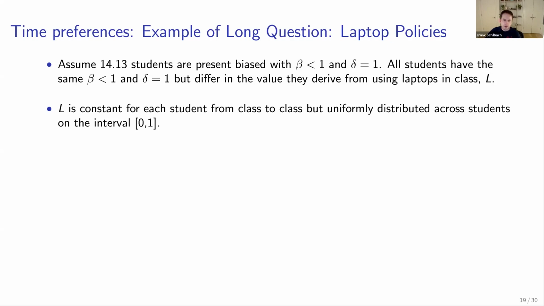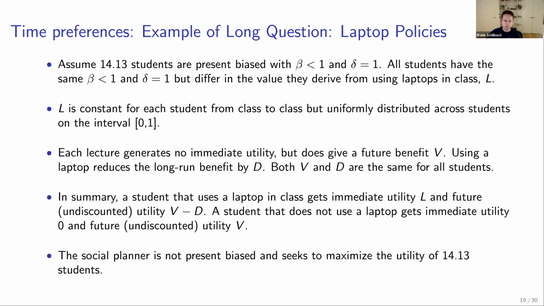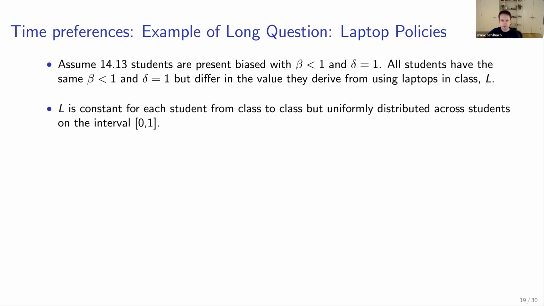So assume the 1413 students are present biased with beta smaller than 1 and delta equals 0. All students have the same beta smaller than 1 and delta equals 0, but they differ in the value they derive from using laptops in class, L. L is constant for each student from class to class, but uniformly distributed across students on the interval between 0 and 1. So some people have a huge value of using the laptop in class, and others do not.